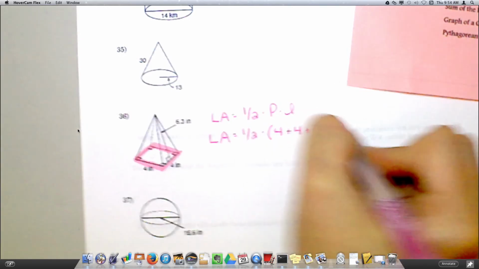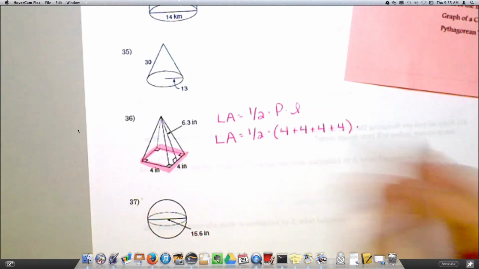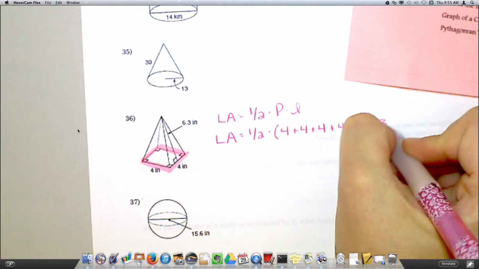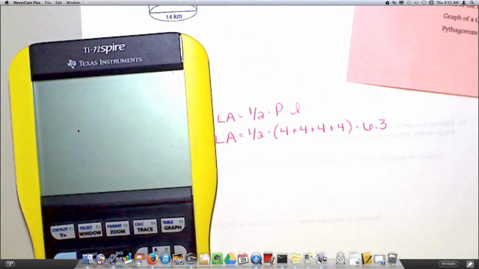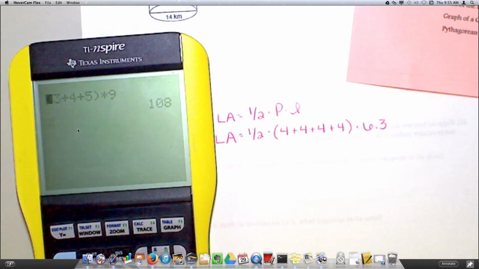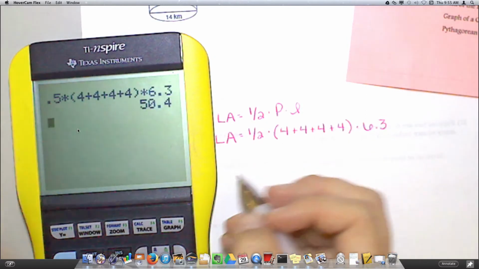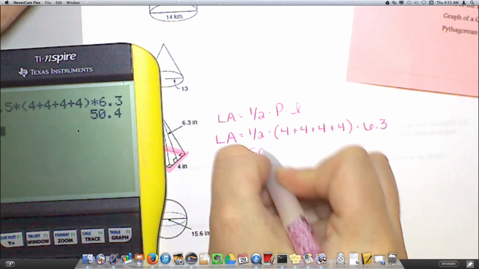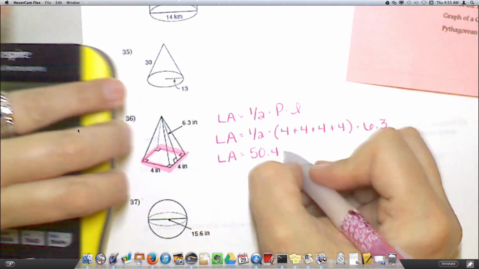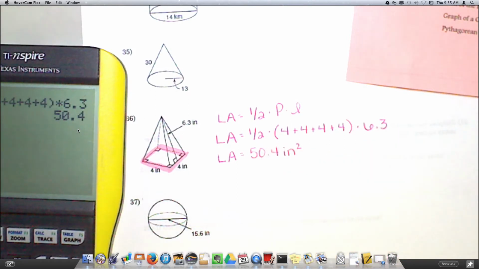What's my L? 6.3, yep. So in my calculator, for 1/2, I would do a 0.5 times 4 plus 4 plus 4 plus 4 times 6.3. And I get 50.4. Okay. There's lateral area.